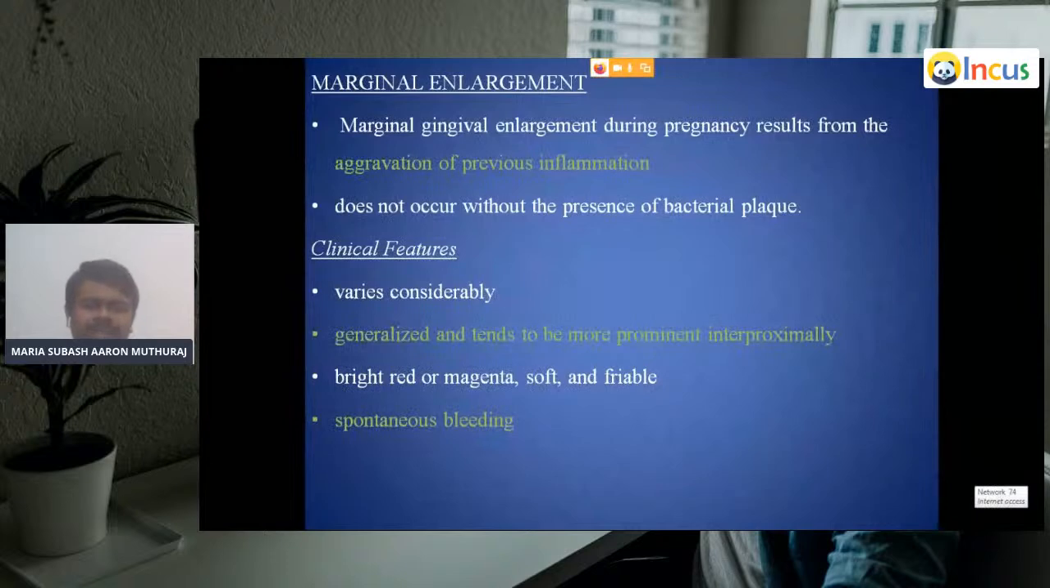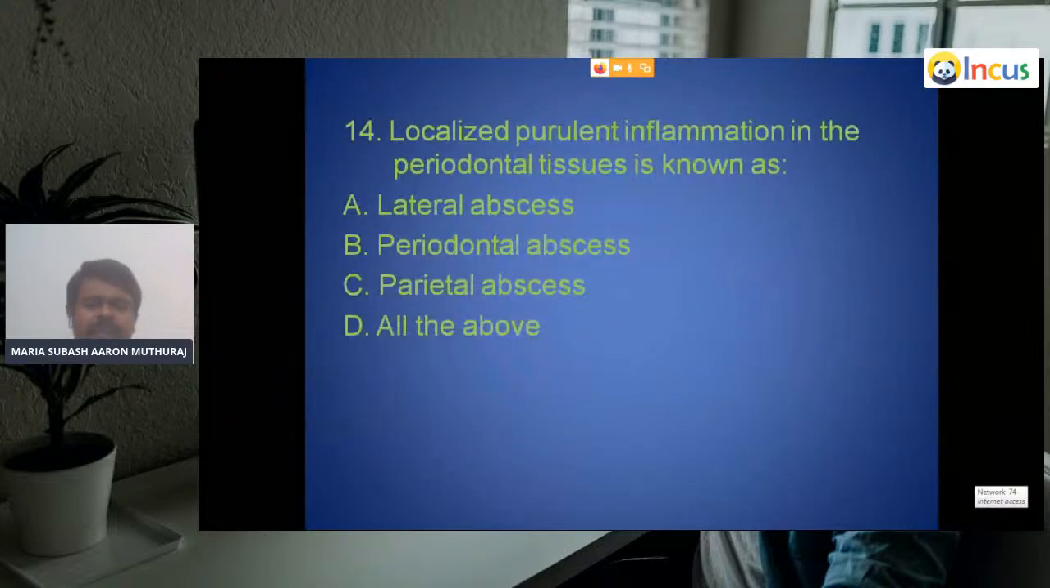The color of the marginal gingival enlargement will be bright red or magenta, and it will be soft and friable, because there will be more inflammatory component in pregnancy. Spontaneous bleeding also will be present, or sometimes provoked bleeding. The answer to the above question is interproximal gingiva. The interproximal gingiva will be commonly affected in pregnancy-induced gingival enlargement. In pregnancy-conditioned gingival enlargement, the interproximal gingiva will be more commonly affected.